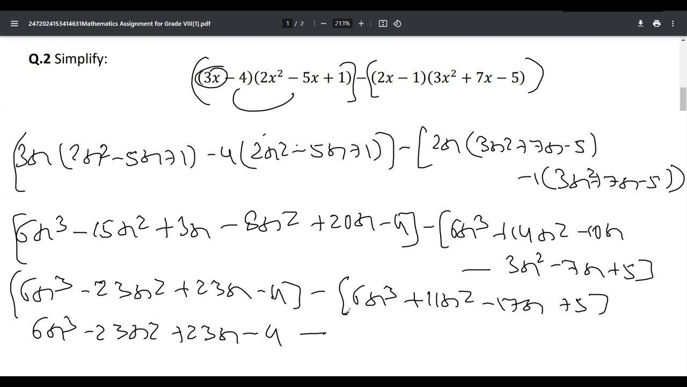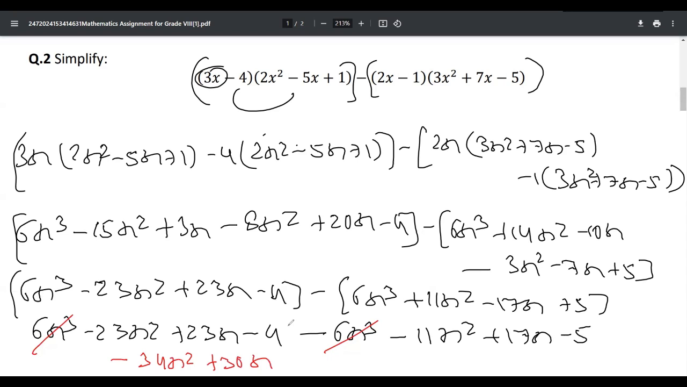If I open this bracket, the sign will get reversed. It will become positive to say negative. And this will become negative. This will become positive 7x and minus 5. Now what you can see here is that we can cancel this. That is, this and this will get cancelled. This and this are like terms. So 23 minus 11 will give you minus 34x squared. These two will add to give you 30x, positive 30x. And minus 4 and minus 5 will add to give minus 9.